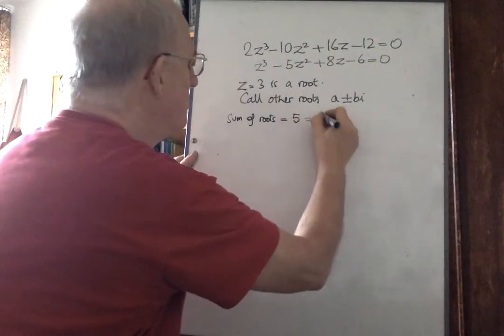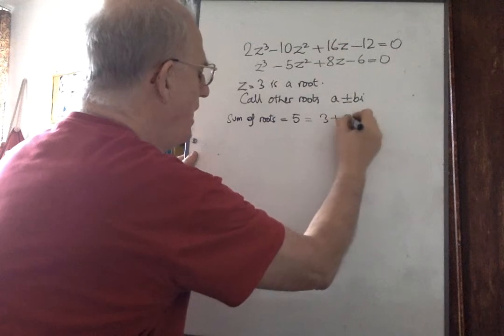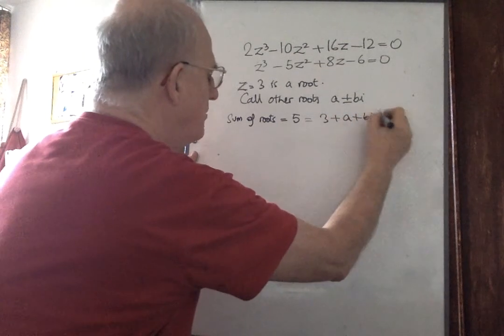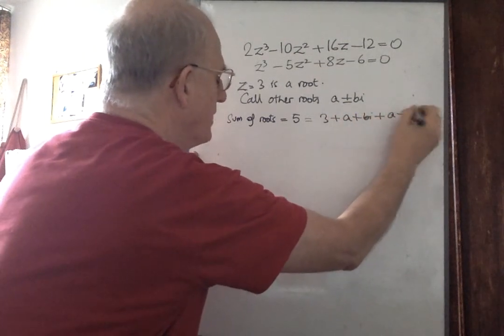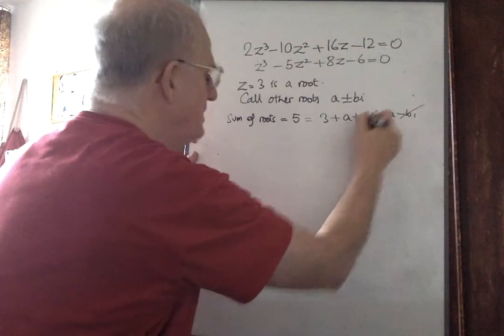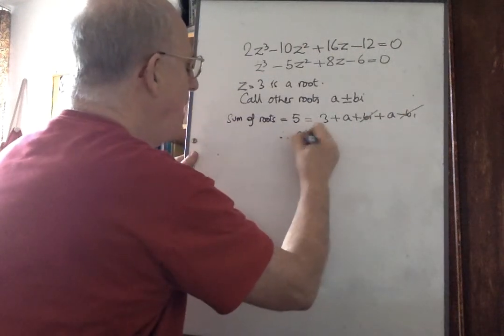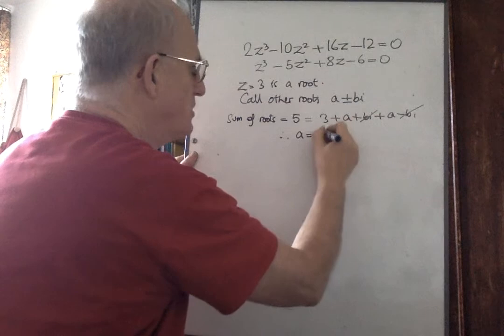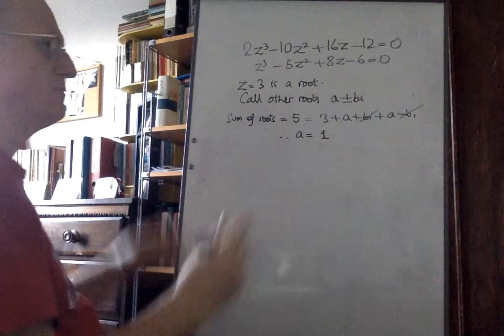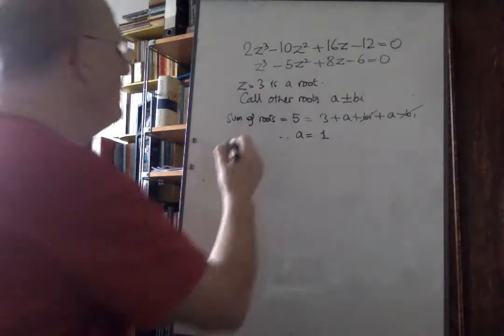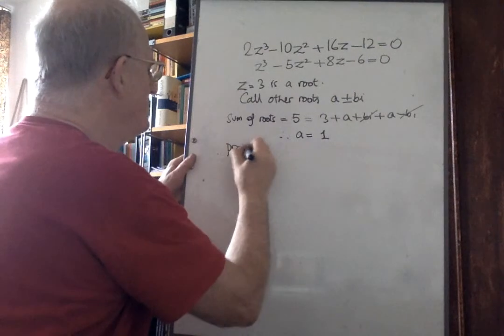So 5 is equal to 3 plus a plus bi plus a minus bi. The bi terms cancel, so a is equal to 1. To find b, we have to use the product of the roots.